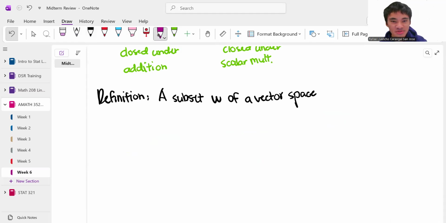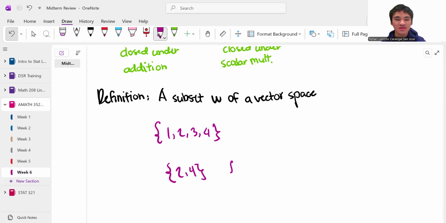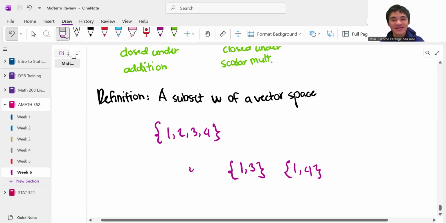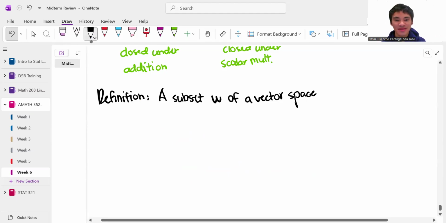Okay, I'll give an example, just to be clear. Say we have this set: 1, 2, 3, 4. That's a set. What can a subset of this be? Maybe a subset could be all the even numbers from this set, so 2 and 4. Maybe a subset could be all the odd numbers. Maybe a subset could be 1 and 4 for no apparent reason. So it's basically just a part of a set. That's what a subset is. So it's a part of a vector space. I hope that makes sense.